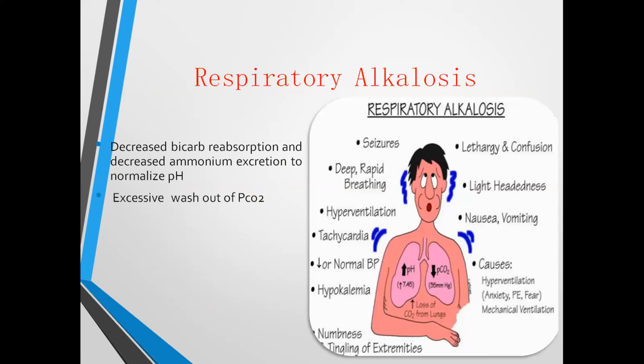Respiratory alkalosis. Respiratory alkalosis is if the patient is having decreased bicarb reabsorption or decreased ammonium excretion to normalize the pH. And the common conditions are basically hyperventilation, anxiety, pulmonary embolism, or mechanical ventilation. Respiratory alkalosis, those patients who are having excessive loss of bicarb.